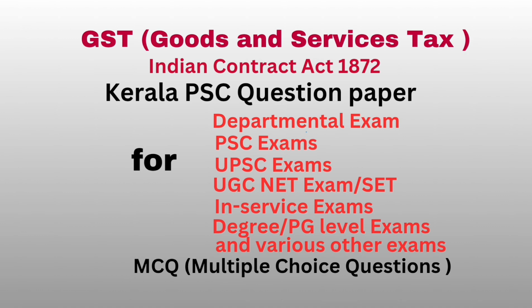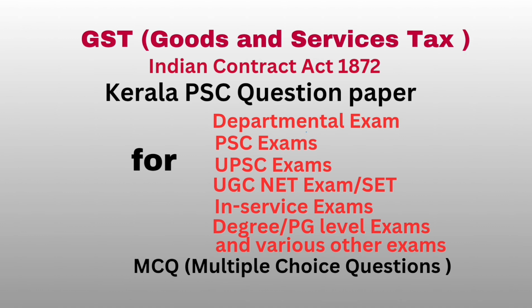Question number 45. Which is the maximum amount of late fee for delay in furnishing TDS certificate? Answer 5,000 rupees. Question number 46. Application for refund of tax or interest is to be filed before the expiry of dash from the relevant date. Answer 2 years.